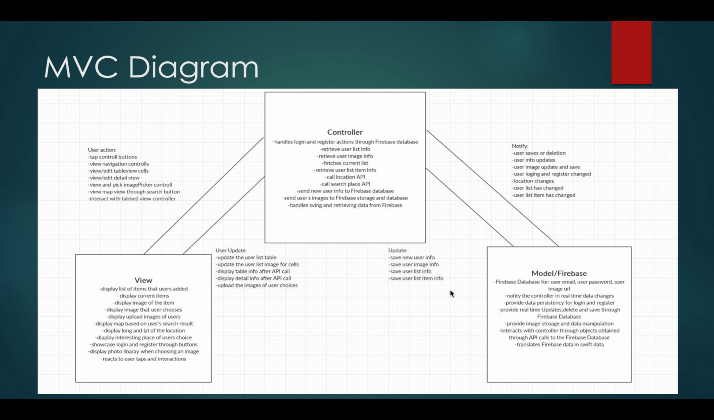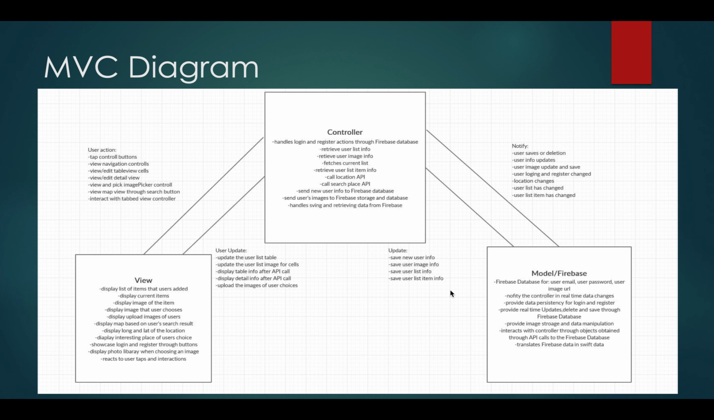Here is my MVC diagram, and I'm going to start with the view. I have a couple of views: the login view, the register view, the list view, the detail view, and the map view. The login view has two fields, email and password, and a login sign-in button. The register view has three fields, email, password, and repeat password, plus a register button and a cancel button.